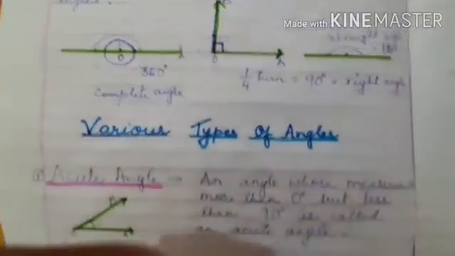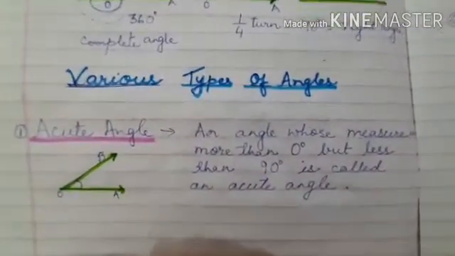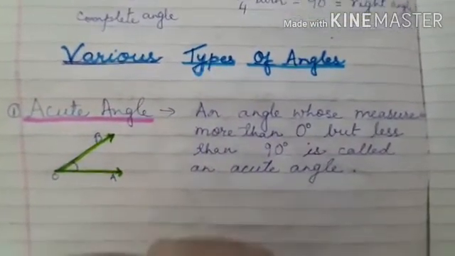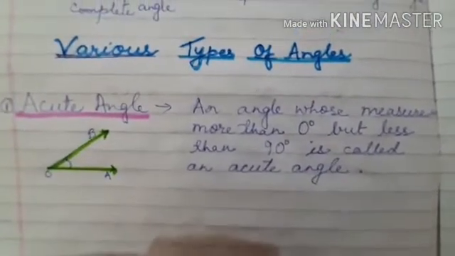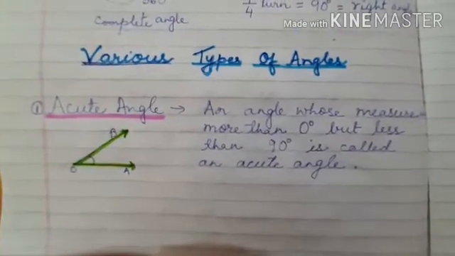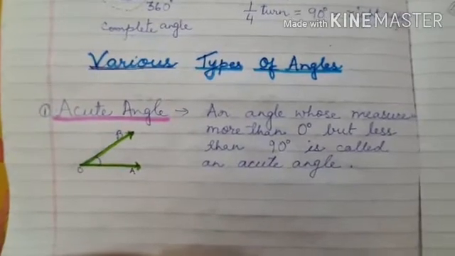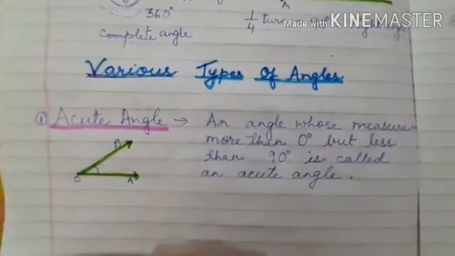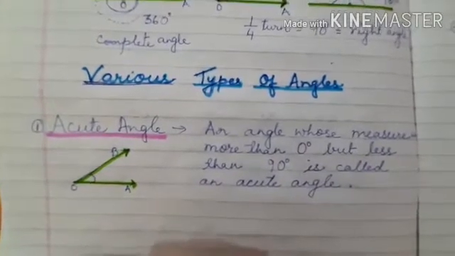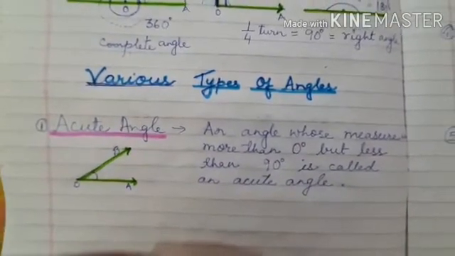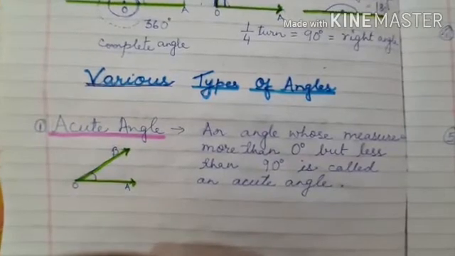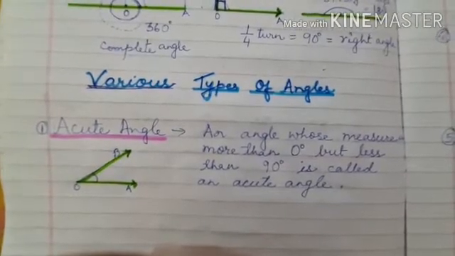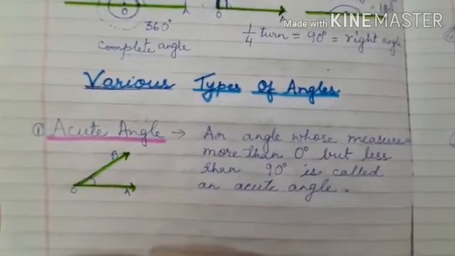Now we will see various types of angles. First is acute angle. So what is an acute angle? An angle whose measure lies between 0 degree and 90 degree, or we can say an angle whose measure is more than 0 degree but less than 90 degree is called an acute angle.